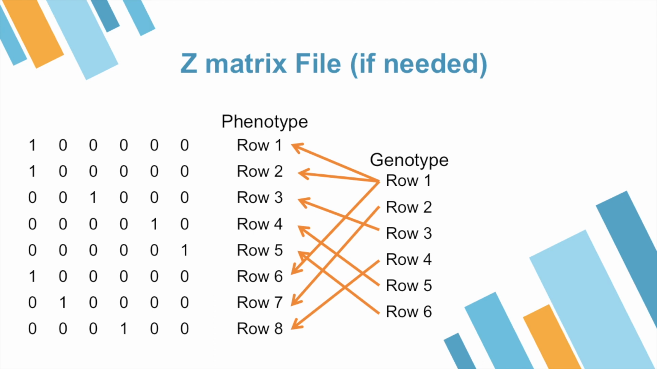So in this particular example, the first two rows of phenotype actually refer to the same individual, and that individual's genotype is in the first row of that marker file. For the third row of that Z matrix, what that's telling us is that the third row of the phenotype corresponds to the third row in the genotype file, and so on. And you can work your way through and you can see how things are mapped.